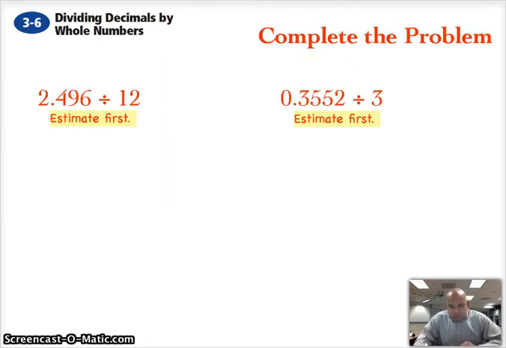Finally, we get to your problems. I want you to go ahead and divide these two problems: 2 and 496 thousandths divided by 12. I want you to estimate first, and then divide. 3,552 by 3. Again, estimate first as best you can. All right, we'll see you in class.